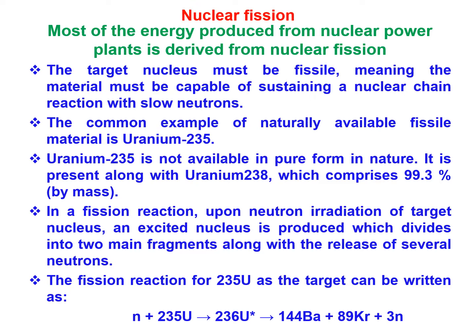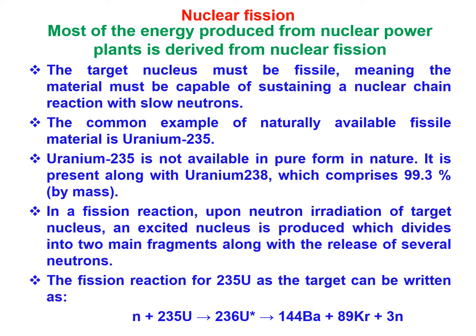First, we should understand what a fission is. The target nucleus must be fissile, that is, it will undergo a sustainable nuclear chain reaction with slow neutrons. Let me repeat the important definition, the important basic concept of this lecture. The target nucleus, that is the atom, must be fissile, which means it is capable of sustaining a nuclear chain reaction with slow neutrons.